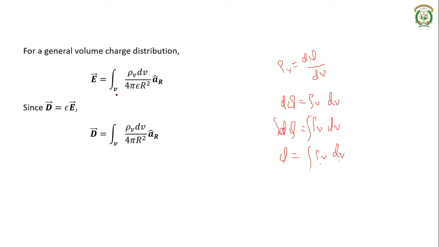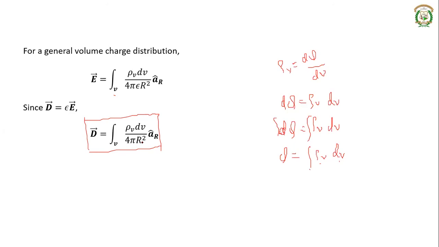This indicates the volume integral. If I write v here, it is the volume integral of rho v into dv divided by 4 pi epsilon r square into ar cap, where r is the distance at which you are finding the electric field intensity. Since d is equal to epsilon into e, if I multiply this with epsilon, the epsilon in the denominator gets cancelled. So this will be the expression for electric flux density for any general volume charge distribution: integration of rho v into dv divided by 4 pi r square into ar cap.